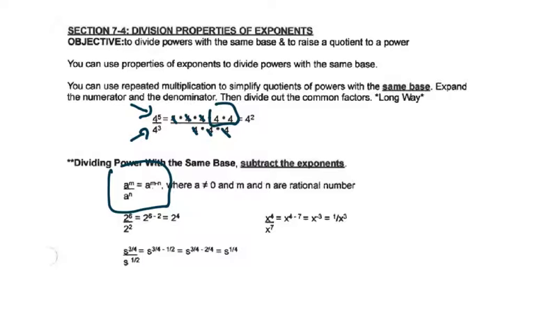It doesn't matter if we're using letters: x to the 4th over x to the 7th. This is interesting. We get x to the negative 3. And what's interesting is that when the exponent is negative, we flip it to the other position. In this case, it's in the numerator, so it's going to go to the denominator. If it was in the denominator, then it would go back to the numerator. And the last example, s to the 3/4 over s to the 1/2. You're just subtracting fractions, and you end up getting s to the 1/4. Okay, so essentially when you divide, you subtract.